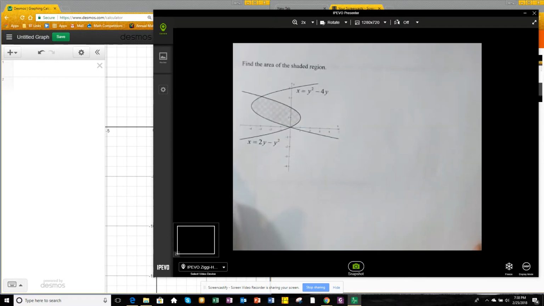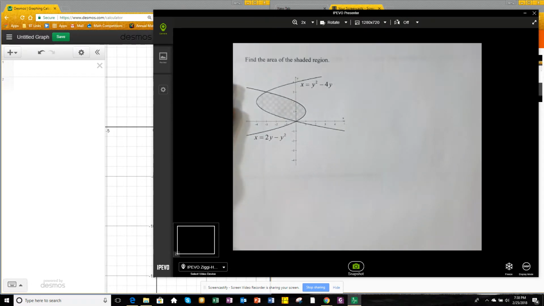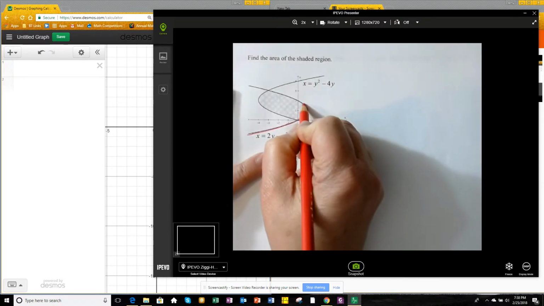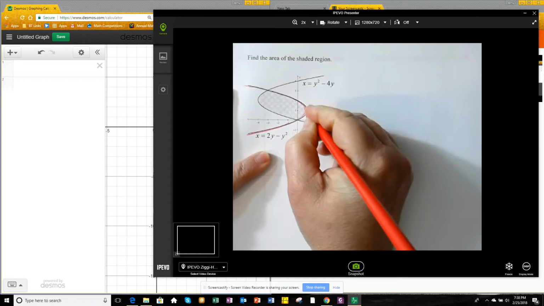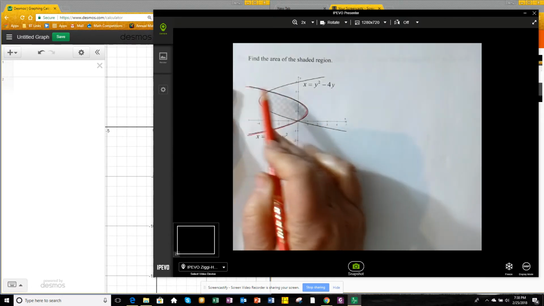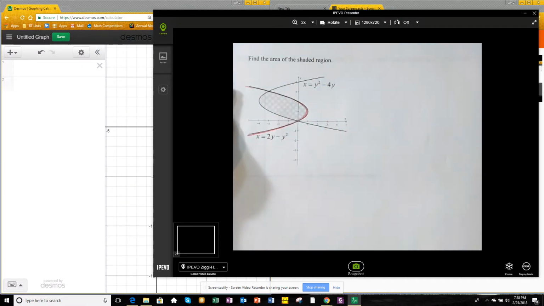Here we go. We're going to find the area of the shaded region. And I like to highlight these functions sometimes. This one here is the one that I'm going to call the upper function, or the one on the right, and then this one up here is the one on the left.